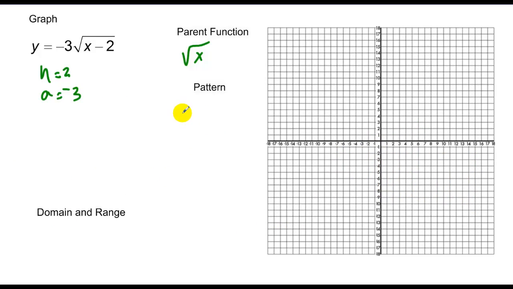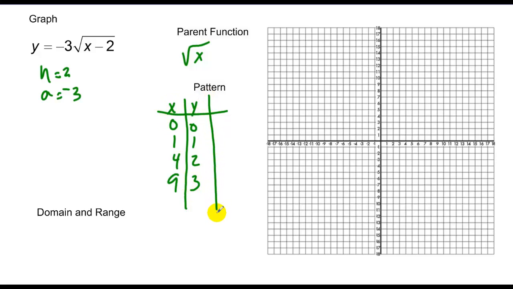So we use our same pattern of 0, 0, 1, 1, 4, 2, 9, 3. But in this case, since we have a y multiplier of -3, we multiply -3 to each of these y values. So I get 0, -3, -6, -9.